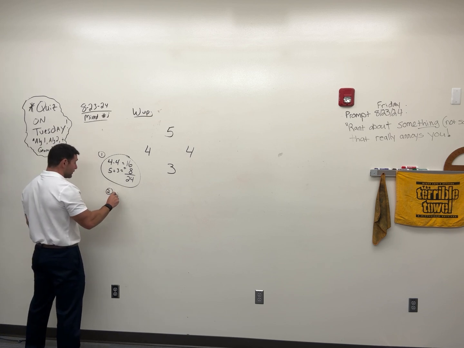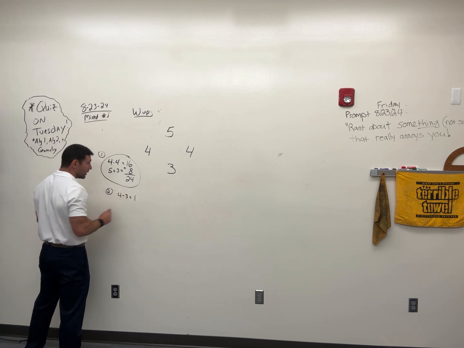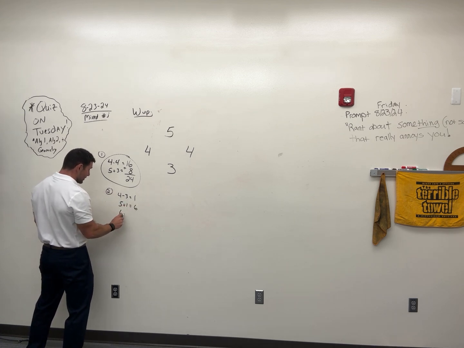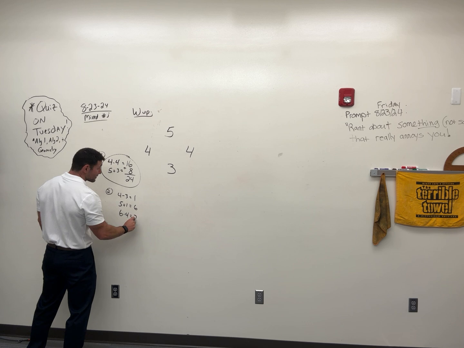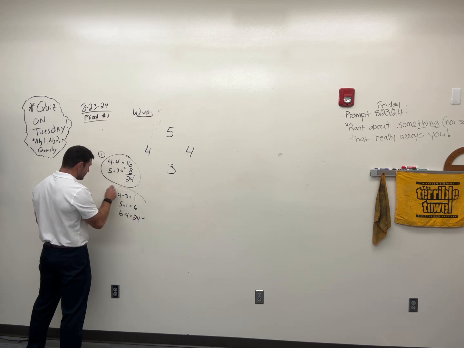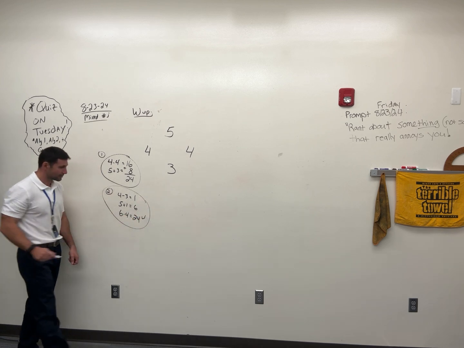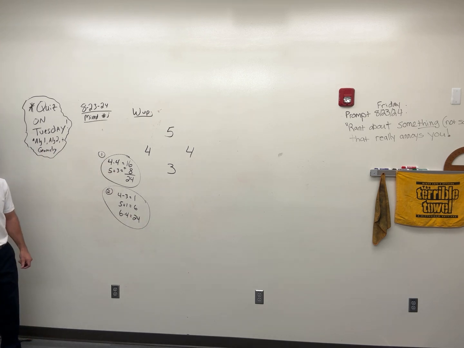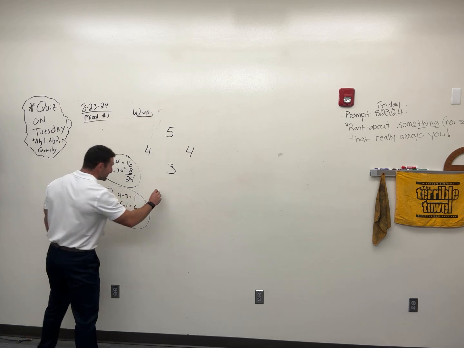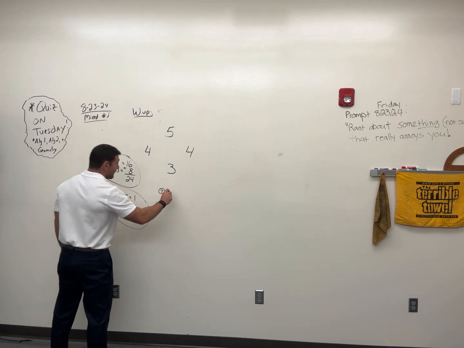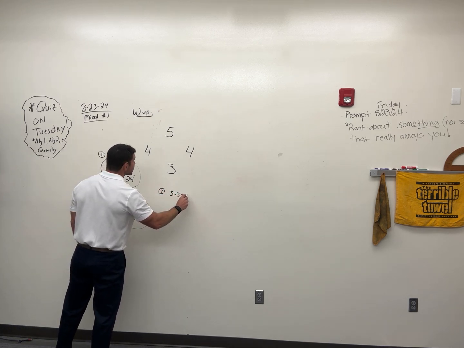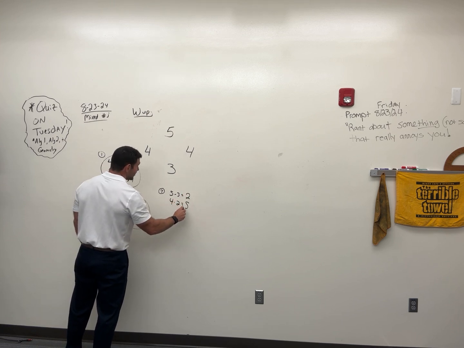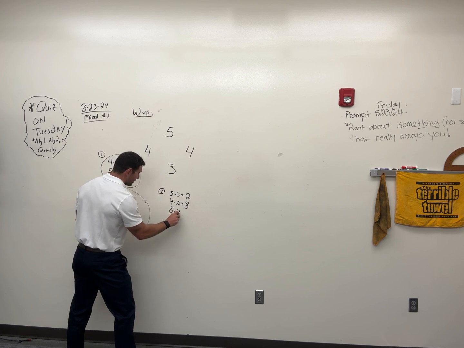Number 2. Let's go 4 minus 3 equals 1. 5 plus 1 equals 6. 6 multiplied by 4 is? That's supposed to be a check mark. It's not looking any better. Okay? Last but not least, we can do 5 minus 3 is 2. 4 multiplied by 2 is 8. 8 multiplied by 3 is 24.